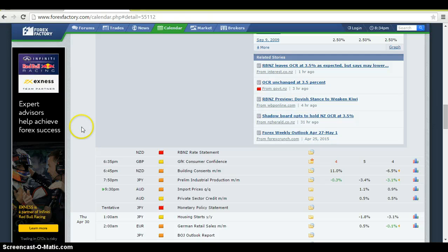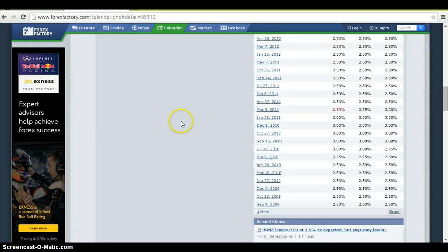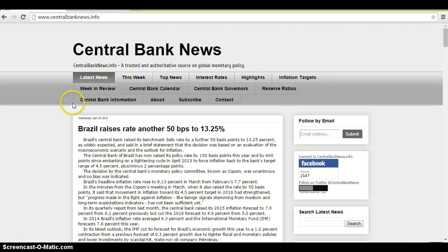So that's one side. Now, this is what I refer to as quantitative data. So it's just pretty much number orientated. But then I want to get a bit of qualitative data, which means statements from the reserve banks. So I use the central bank news, which you'll go into Google if you can't find it, and just type in central bank news. There you go.